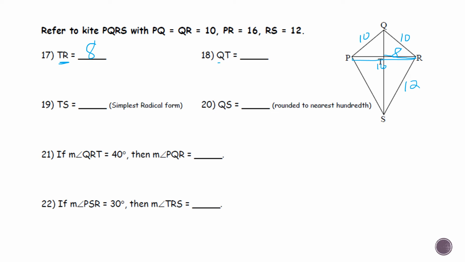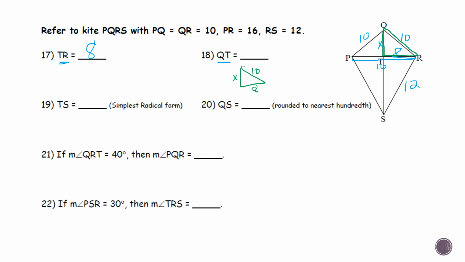Next thing it wants me to find is Q to T. Q to T right here, I'm going to make that an X because we don't know exactly what Q to T is. We don't know that this vertical diagonal is bisected. So here's where we have to do a little bit of math to help us figure it out. If we were just to look at this triangle that I have created now, that I'm going to outline in green, and draw it maybe over here, we know that this side is 10, and this side is 8, and we need to find this one.